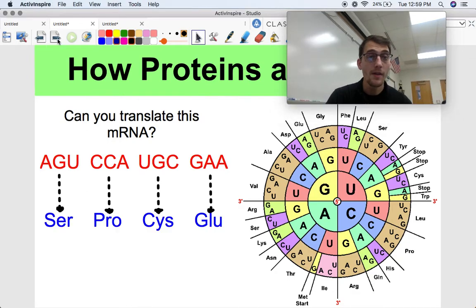All right, so if you translated properly, you should have gotten serine, proline, cysteine, and glutamine. You don't need to know the specific names of the amino acids. The abbreviations should be just fine. But there's our 4 amino acids there, and this is how translation works. mRNA gets fed through that ribosome, and the ribosome uses its code in order to put the right amino acids in the right sequence.